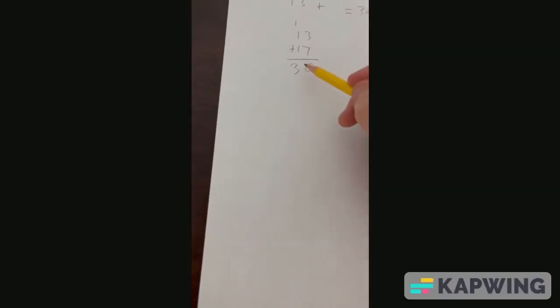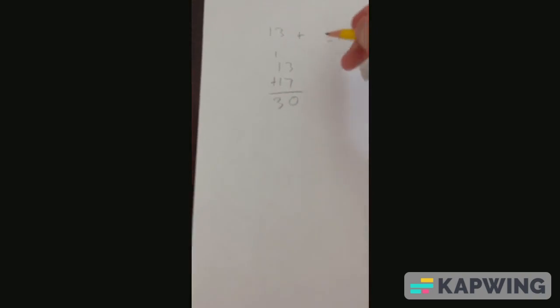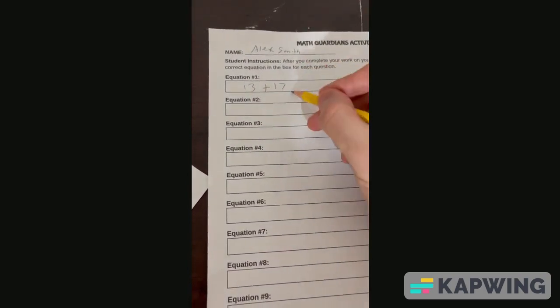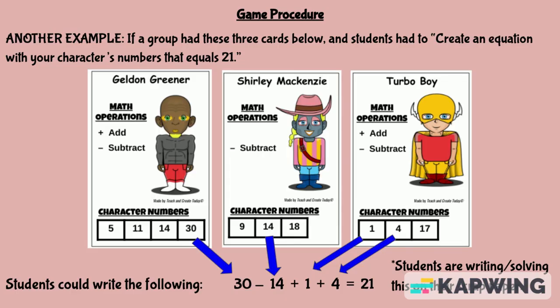So of course, students are writing and solving this on their scrap paper, and then if they have it correct, they would write the final answer on their worksheet. Here's another example on the screen. This one's a little bit more elaborate. This one's a little bit longer. So in this example, they had to make an equation that equals 21. They took 30 from Geldon Greener. They then used subtraction with Shirley McKenzie, subtracting 14. They then added 1 and added 4 from Turbo Boy, and this equals 21.